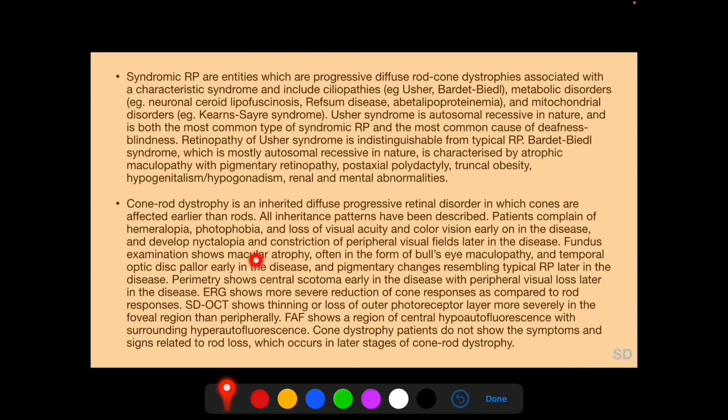Fundus examination shows macular atrophy, often in the form of bullseye maculopathy and temporal optic disc pallor early in the disease, and later in the disease, pigmentary changes resembling typical RP occur in the retinal periphery. Perimetry shows central scotoma early in the disease with peripheral visual field loss later in the disease. ERG shows more severe reduction of cone responses as compared to rod responses. HD-OCT shows thinning or loss of outer photoreceptor layer more severely within the foveal region than more peripherally. Fundus autofluorescence shows a region of central hypoautofluorescence in the foveal region with a surrounding ring of hyperautofluorescence. Cone dystrophy patients do not show the symptoms and signs related to loss of rod photoreceptors, which occurs in the later stages of cone rod dystrophy.